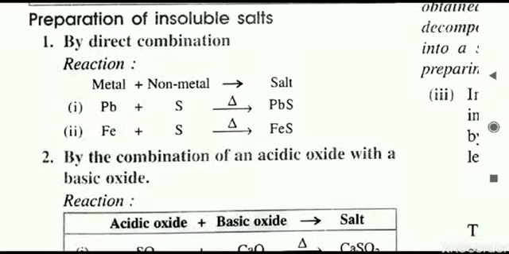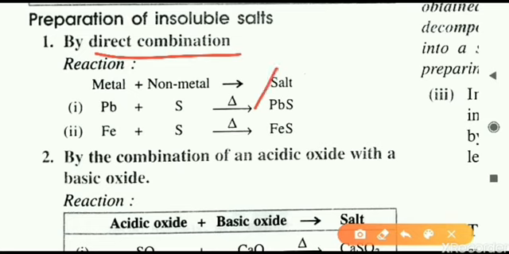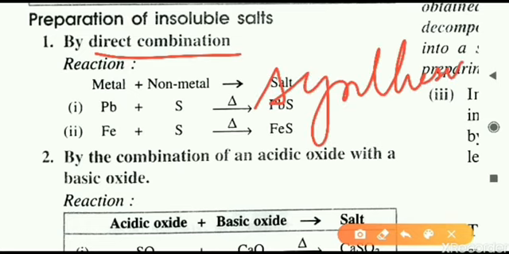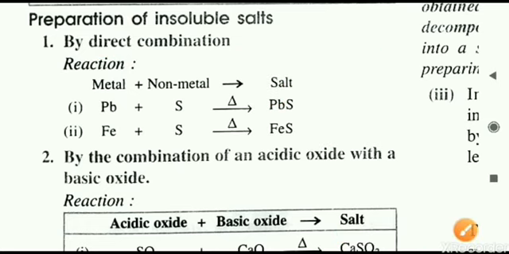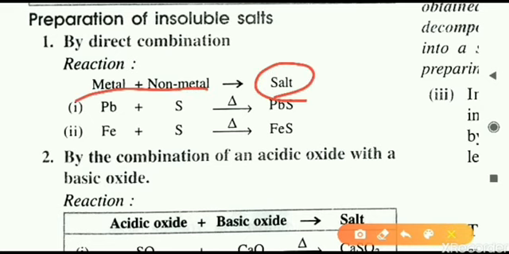The first method is by direct combination. You can also write synthesis, direct synthesis or direct combination. Like in the soluble salt, here also we can do the same method. We can take a metal and a non-metal and they react to form what is called an insoluble salt.